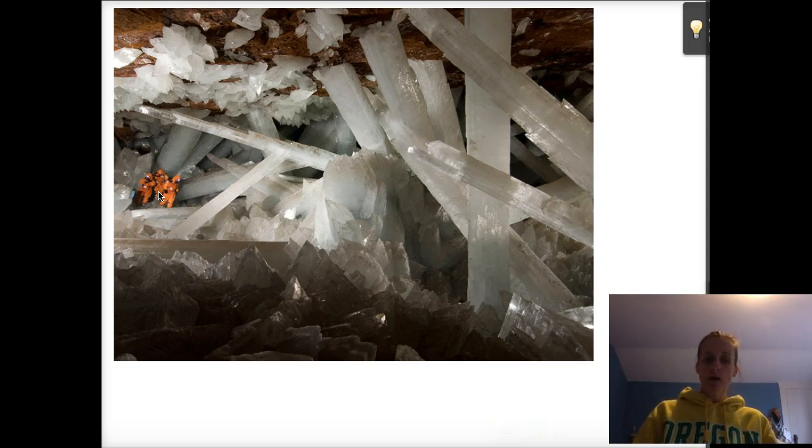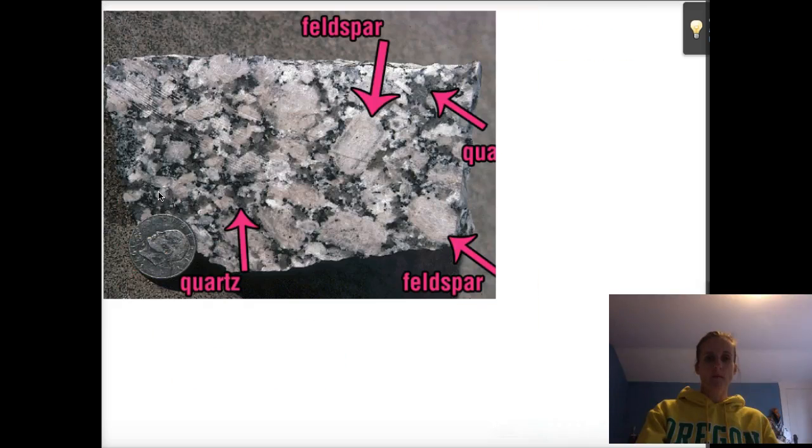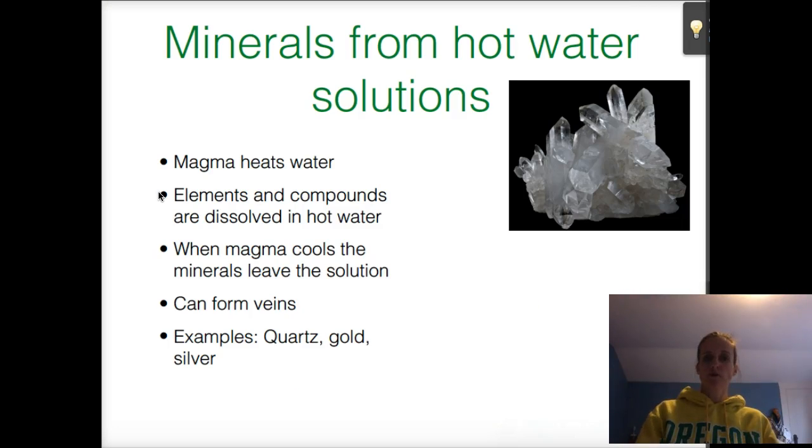Okay, so again, when we're talking about minerals that form from hot water solutions, we're talking about magma heating the water. We're talking about minerals that form from evaporation, the sun's energy evaporating the water and leaving minerals behind. Minerals from hot water solution are deep underground where magma heats them at a very high temperature, and the hot water dissolves the compounds that form the minerals. And when the magma cools, the minerals leave the solution in the form of veins. Examples of this are quartz and gold.